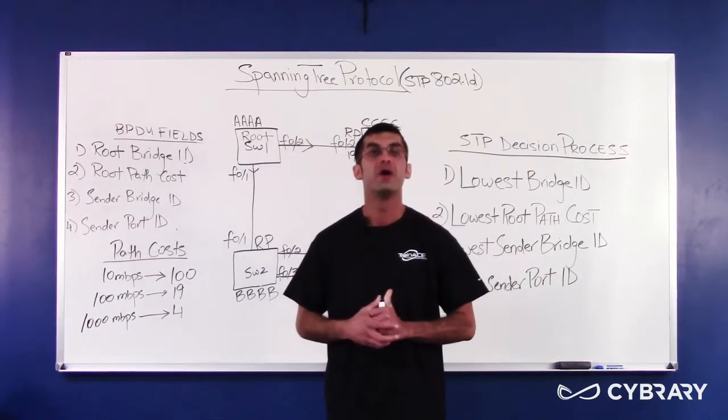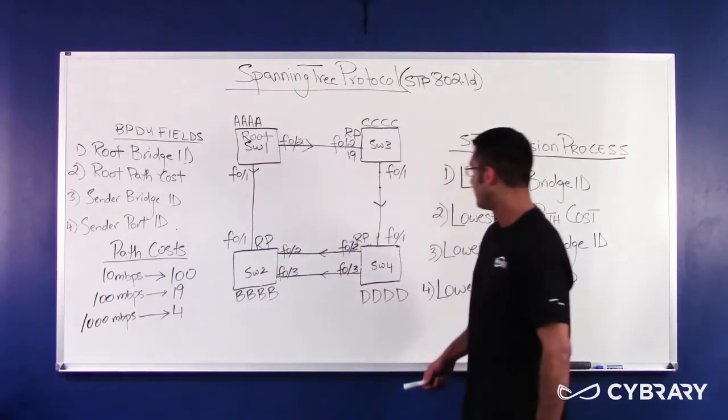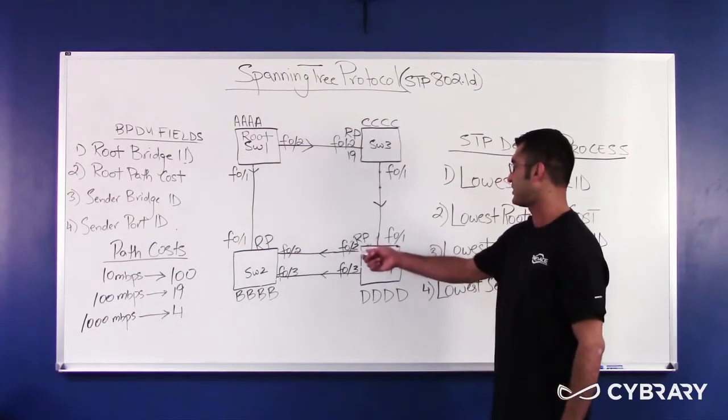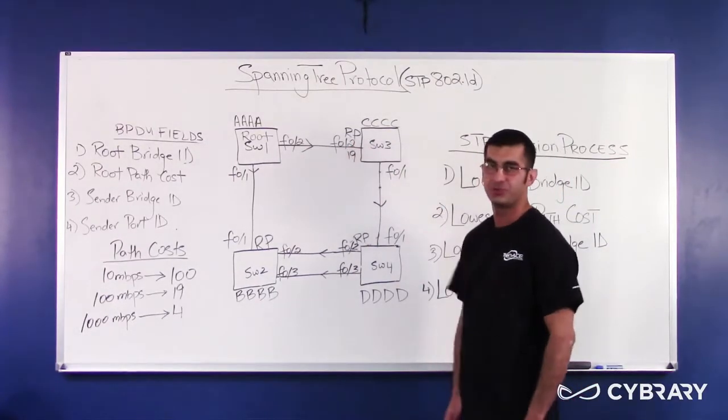So at this point, we have concluded the second step in the spanning tree convergence process, which was elect a root port per non-root switch. So switch 2 has a root port, which is F0/1. Switch 4 has a root port, which is F0/2. And switch 3 has a root port, which is F0/2.